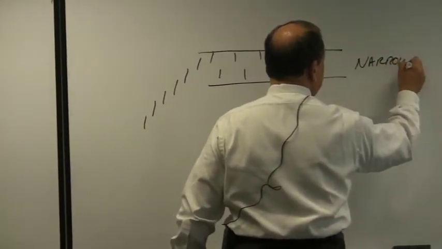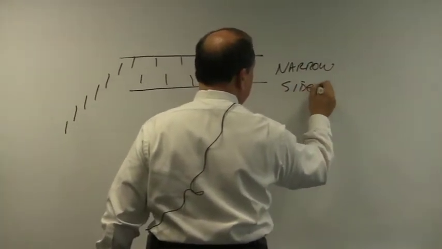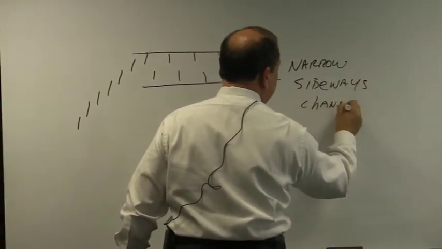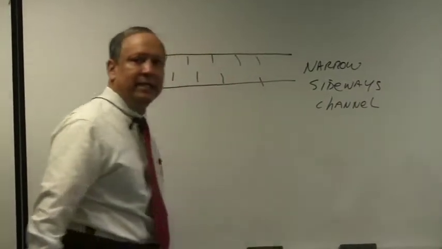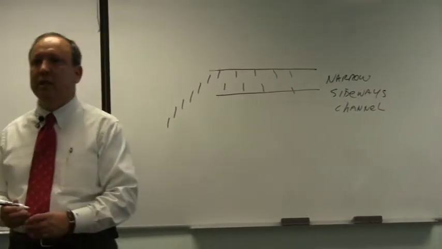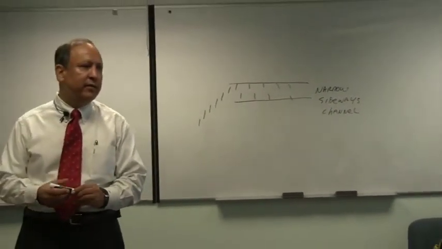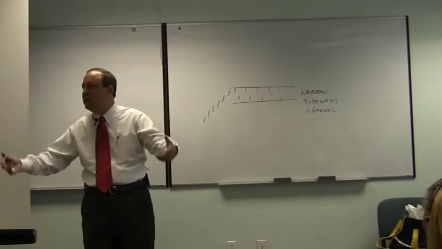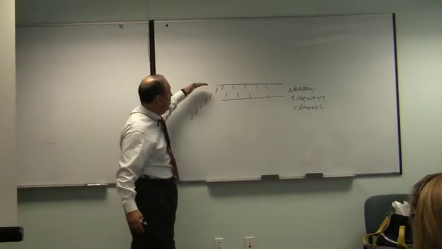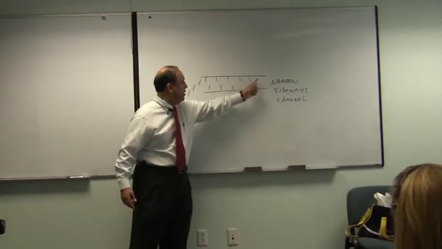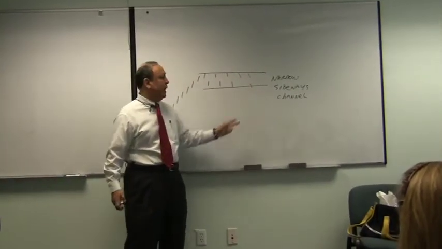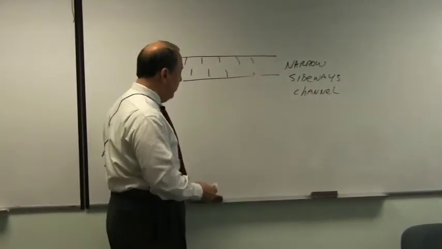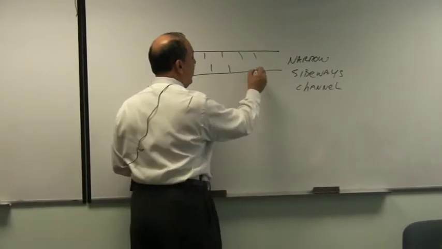channel. Narrow sideways channel. Now, a narrow sideways channel is that, and by the way, this is an art. It's not an exact science, it's an art. So you engineers and scientists are going to have a hell of a time with this, okay? Because it's an art. You've got to train your eyes to look at this. You can see that there's an upper barrier and a lower barrier, okay?